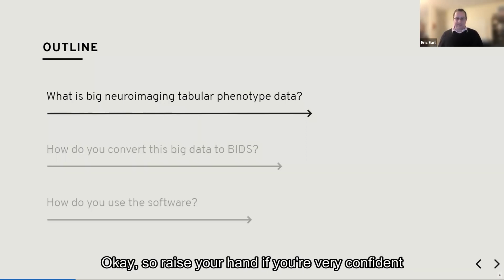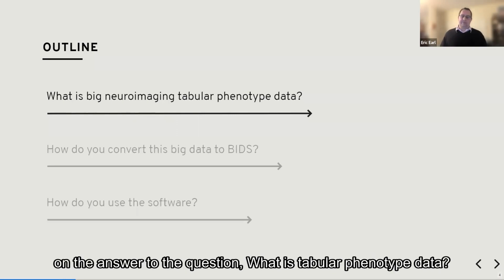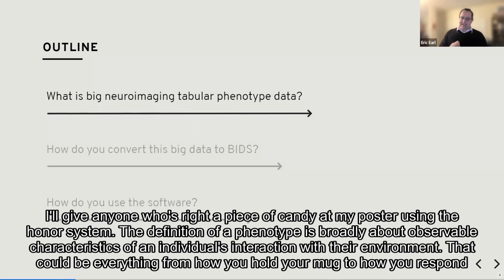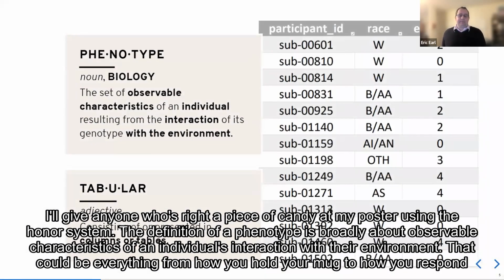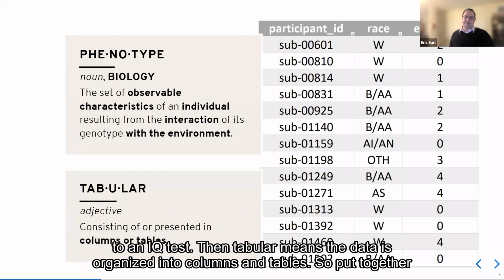Okay, so raise your hand if you are very confident on the answer to the question, what is tabular phenotype data? I'll give anyone who's right a piece of candy at my poster using the honor system. The definition of a phenotype is broadly about observable characteristics of an individual's interaction with their environment. That could be everything from how you hold your mug to how you respond to an IQ test. Then tabular means the data is organized into columns and tables.